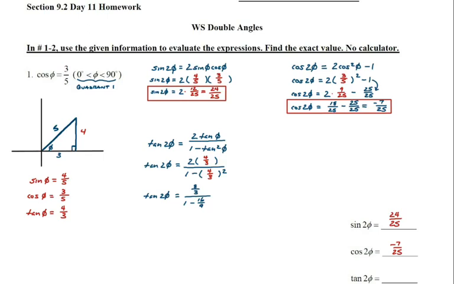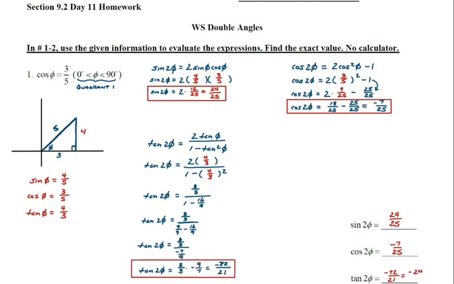So what I'm going to do here is simplify the bottom first. So I'm going to rewrite that 1 as 9 over 9 in the bottom. That way I can subtract the denominators. So if I subtract what's in the bottom, I would get tangent of 2 phi equals 8/3 over negative 7/9. And then I have a fraction within a fraction, so what I can do is rewrite this as tangent of 2 phi is 8/3 times negative 9 over 7, which is the reciprocal of the denominator. And then if I multiply across the top and across the bottom of those fractions, I would get negative 72 over 21, which reduces to negative 24 over 7.